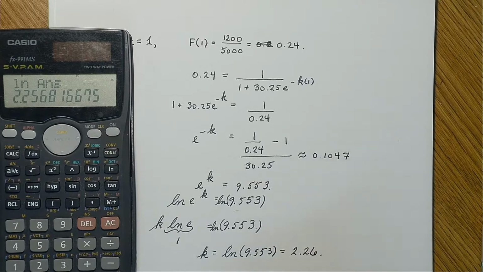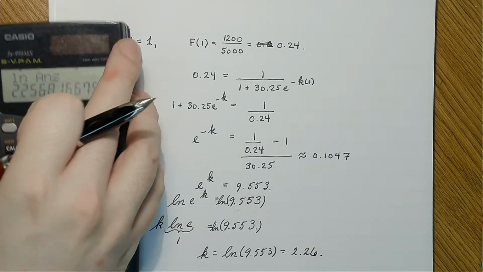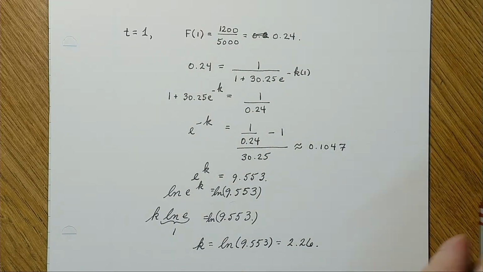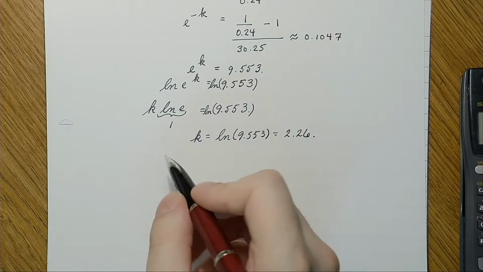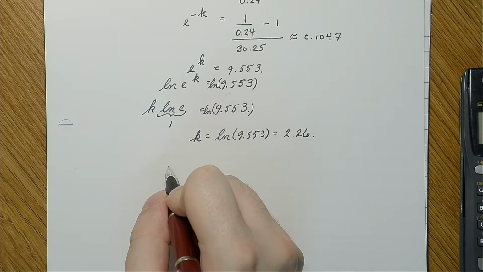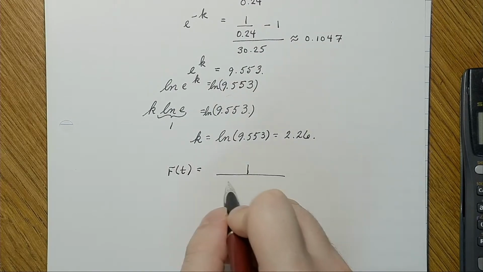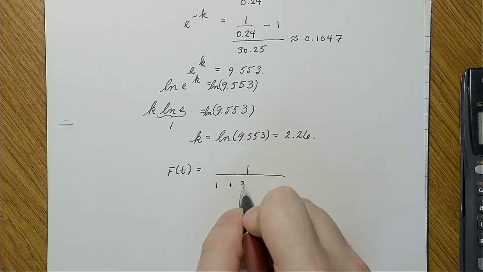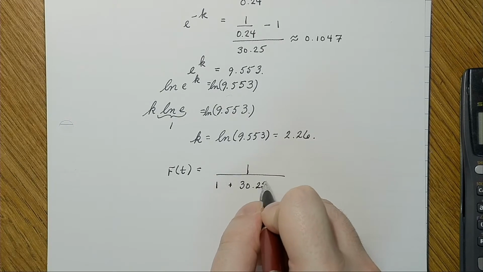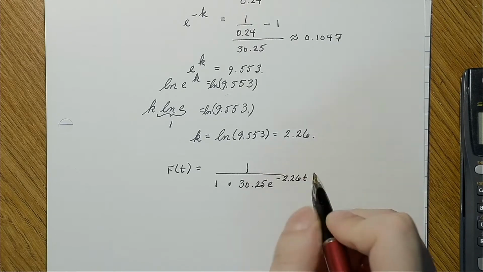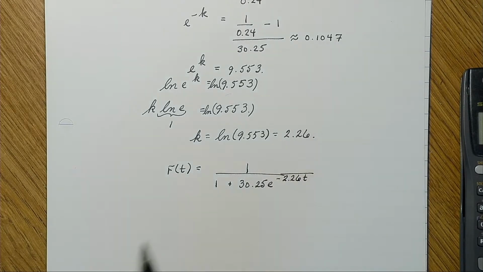and that is approximately 2.26. So now that we've built our model, let me just put this over here. Our model then is f of t is equal to 1 over 1 plus 30.25 e to the minus 2.26 t. So now that we have that, we can answer the remaining questions.